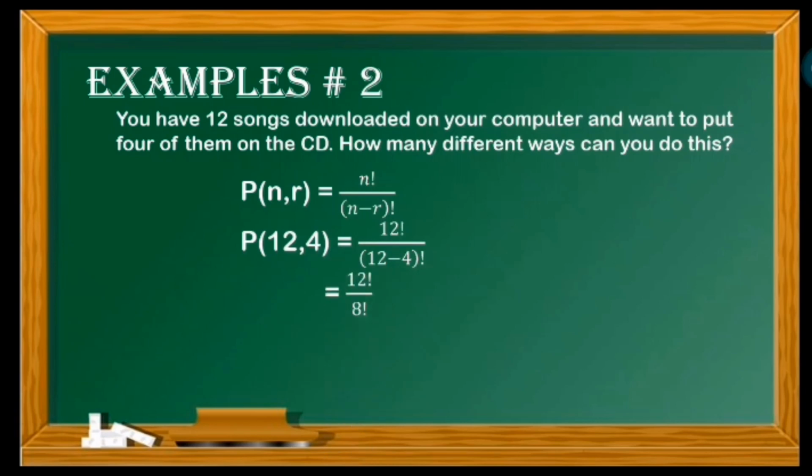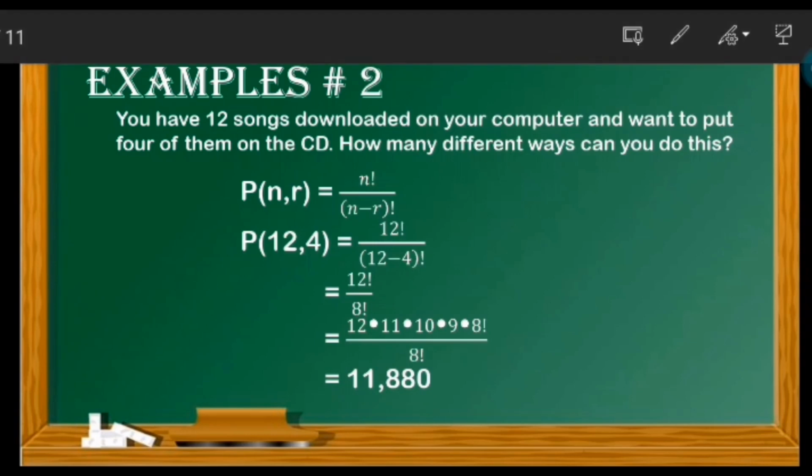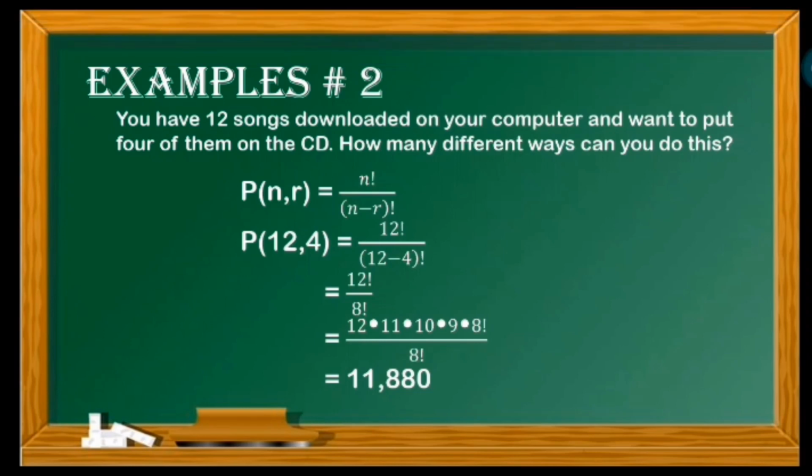And then solve 12 minus 4, which is equal to 8. Then 12 factorial over 8 factorial is also equal to 12 times 11 times 10 times 9 times 8 factorial over 8 factorial. Can you cancel out the 8 factorial, class? Yes, we can cancel out since they are common. Then it is equal to 12 times 11 times 10 times 9, which is equal to 11,880. So let's solve another example for your better understanding.